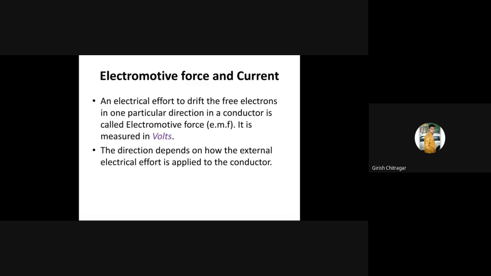So such an electrical effort can be anything. The electrical effort that drifts or pulls the electrons, how do we connect it? It can be an electrical cell that is connected across two ends of a conductor, and the direction of the pull depends on how the external electrical effort is applied to the conductor.